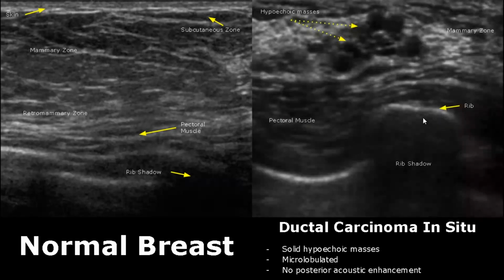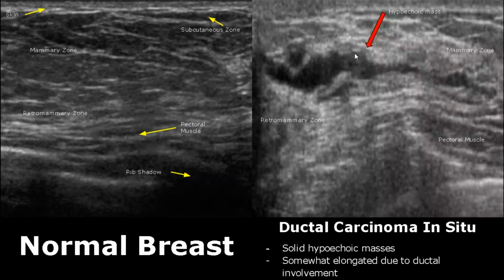Ductal carcinoma in situ will have hypoechoic masses which will be microlobulated, which means they have these type of outpouchings, and there is no enhancement, which means it is a solid mass. In this image, the mass involves the ducts, so it appears elongated. Usually these hypoechoic masses involving the duct are ductal carcinoma in situ.